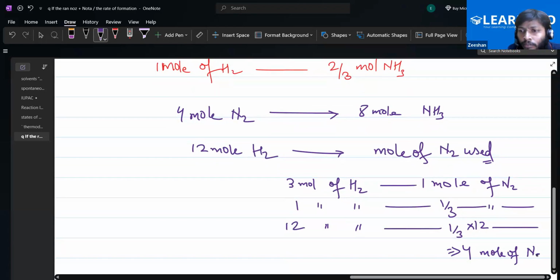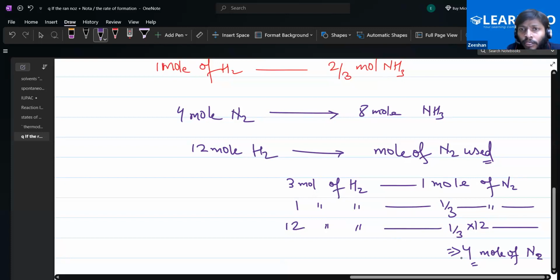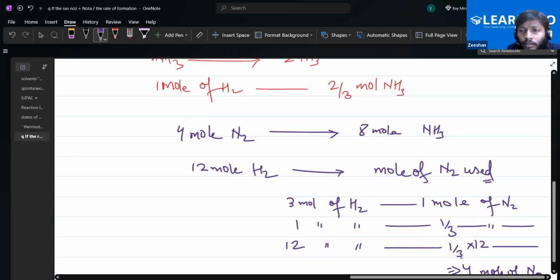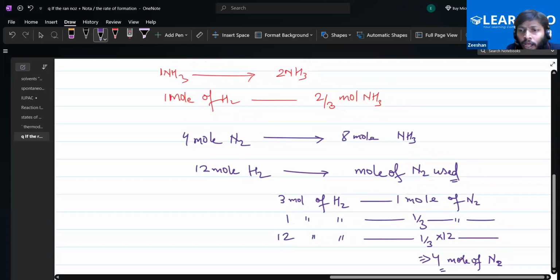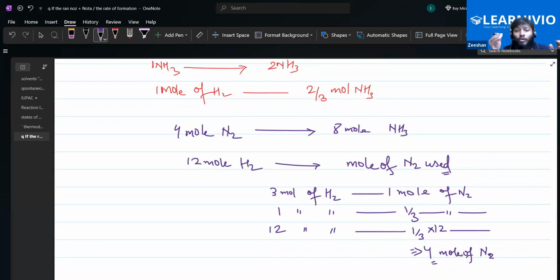Have you understood the concept? This unitary method: 3 mole is using 1 mole of nitrogen. So 1 mole is using 1 by 3 mole of nitrogen. So 12 mole will use 4 mole of nitrogen. Okay. Have you understood this unitary method? Yes, sir. This is an old method, but it solves this question every time.